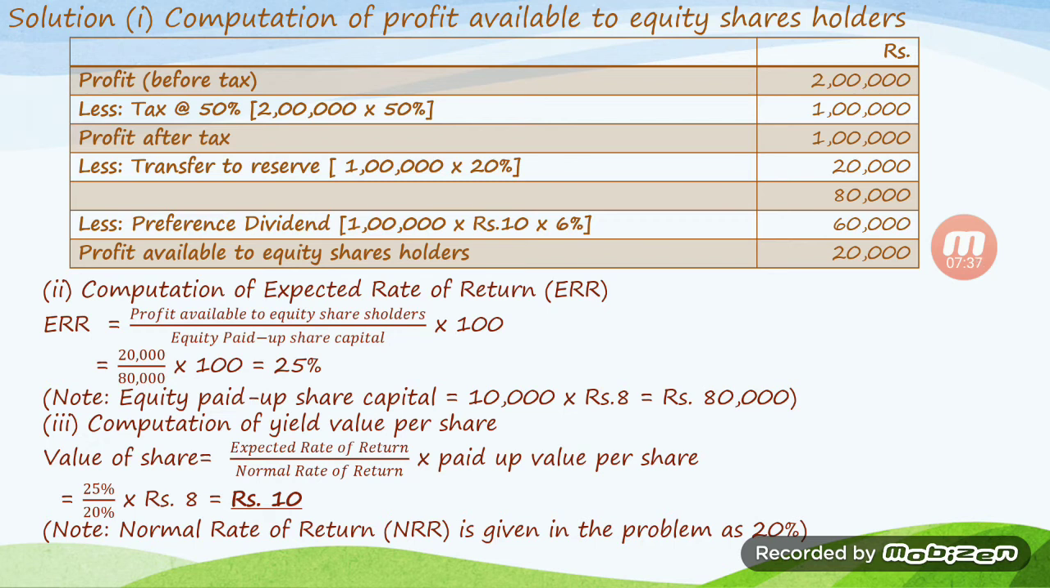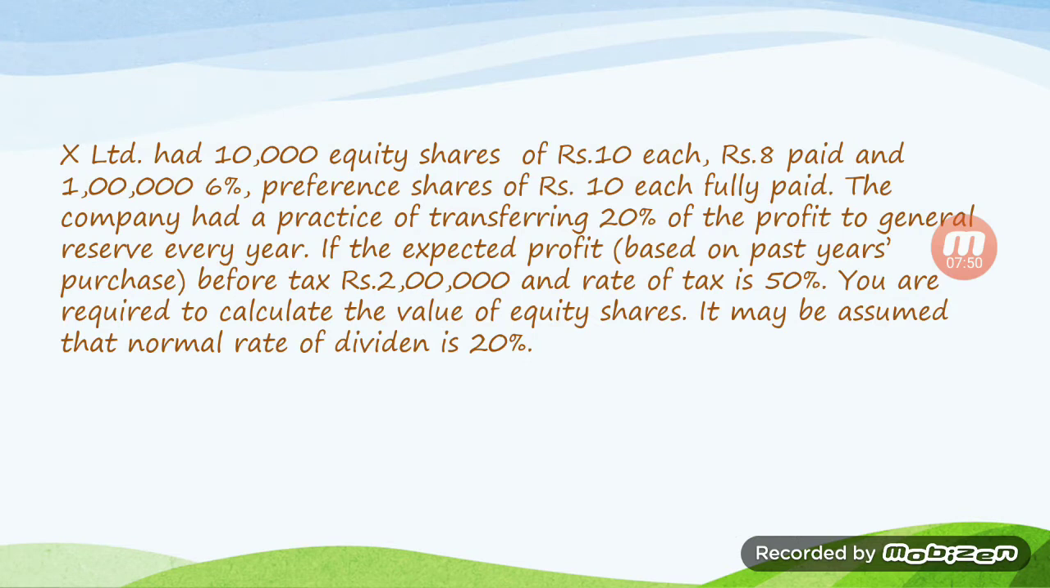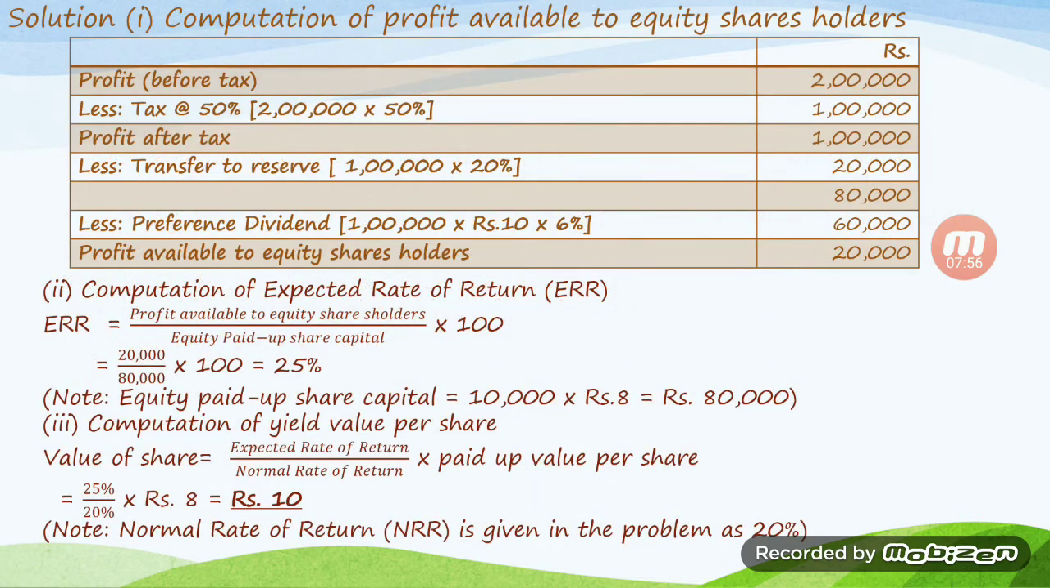Step 2, computation of ERR. The formula is profit available to equity shareholders, that is 20,000, divided by paid up share capital. So for paid up share capital, the number of shares is 10,000, and only 8 rupees is paid. 10,000 into 8, 80,000 will be the paid up share capital. By dividing this and multiplying with 100, we will get 25%. So the expected rate of return is 25%.